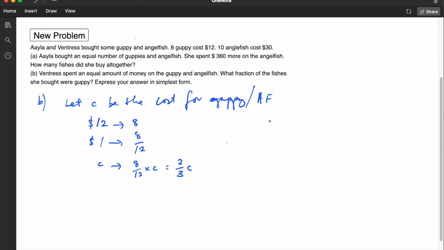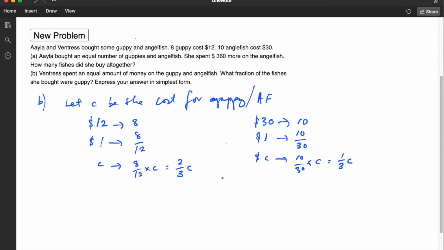And then for the angelfish, the same thing. $30 will give you 10. So for $1, you're going to get 10 over 30, but we are interested now in C dollars. So we have to take 10 over 30 multiplied by C, and this is 1 over 3 C.